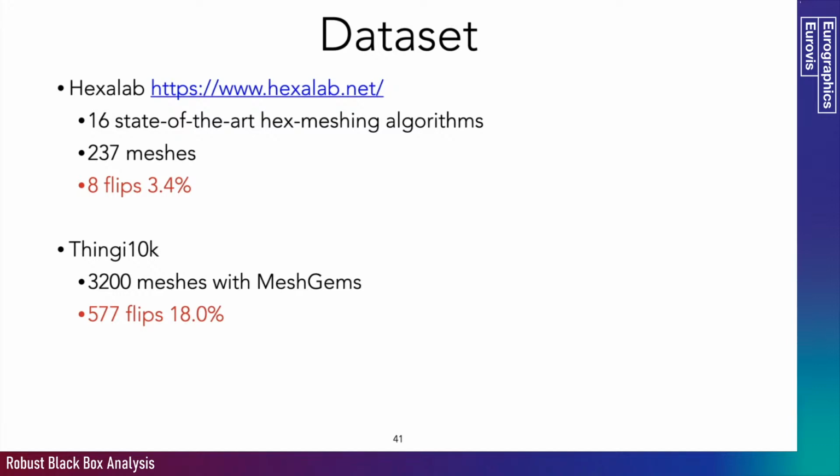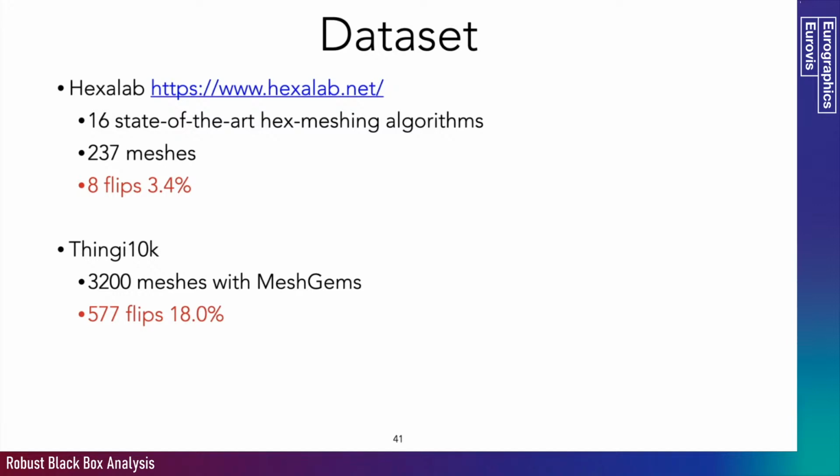And for the MeshRAM, we just downloaded 3200 meshes from the common Thingi10K dataset. So let me comment on the flips. When you're solving a finite element simulation, what you need is all your elements to have positive volume. If an element has negative volume, it will not be physical and the solution will not, and the PDE will not make any sense.